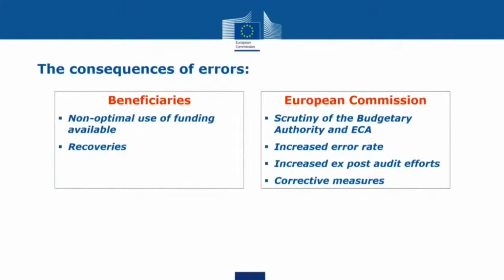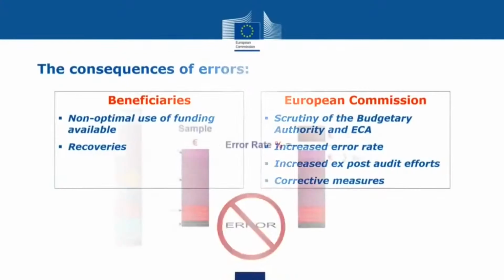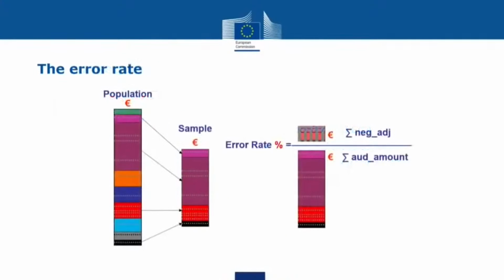So this, in a nutshell, is to speak about the consequences of errors and why we would like to avoid them, of course. Now, quickly, just to give you an idea about how the error rate is calculated: from the audits that we are performing, from the population of paid Horizon 2020 grants, we are taking a sample and we calculate an error rate based on a simple calculation. Basically, we are summing up the negative adjustments from the audit, and we are dividing this by the sum of the audited amounts.